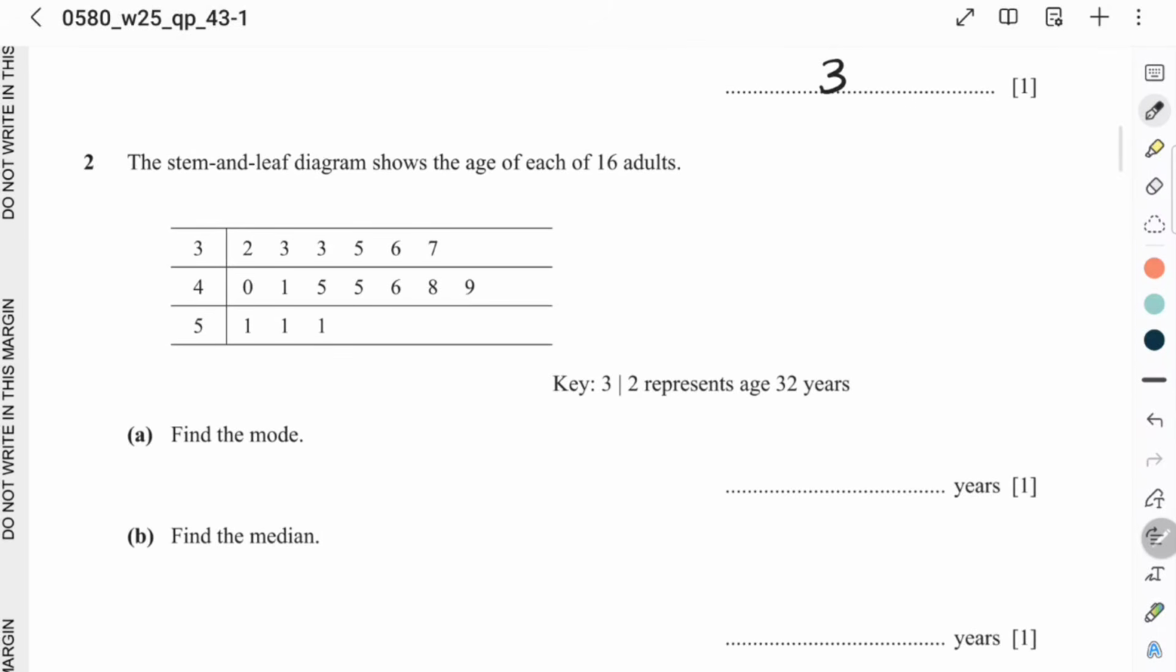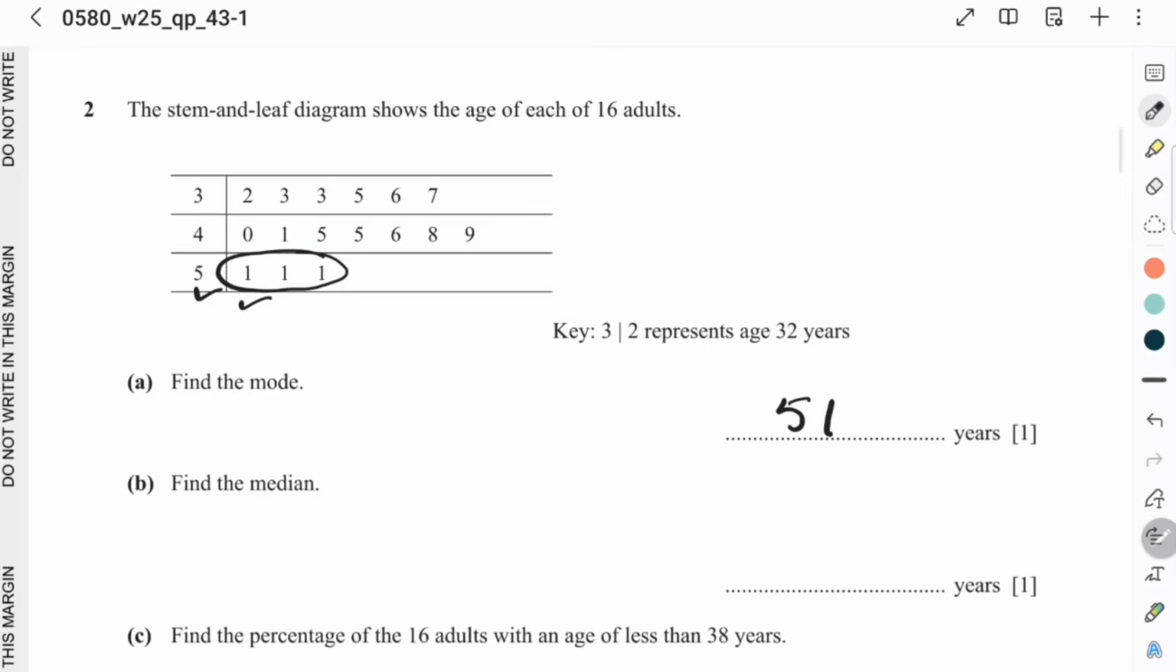So question number 2, the stem and leaf diagram shows the age of each of 16 adults. You read the stem and leaf diagram like 30, 32, 33, then 33, then 35, 36, 37, like this. So there are a total of 16 adults. Find the mode, the most repeated number. It's coming 3 times, so that is equal to 51. 5 and 1 makes 51. So 51 years is the mode in this question.